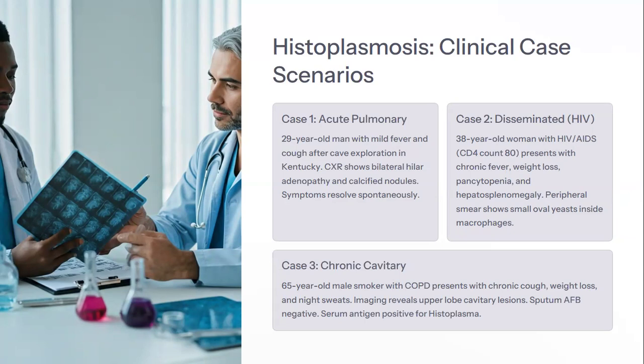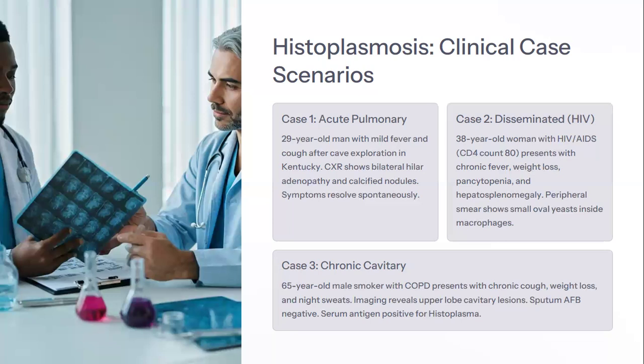What is case two? A 38-year-old woman with HIV or AIDS, CD4 count 80. So you see that the CD4 count is less than 100. So when you see CD4 counts, the differentials eventually come into your mind. But the diseases with CD4 counts less than 100 are particular. They all have their own values. She presents with chronic fever, weight loss, pancytopenia, and hepatosplenomegaly. All four signs and symptoms we have discussed in the histoplasma part. Peripheral smear shows small oval yeast inside macrophages. This is the pathognomonic microscopic finding. So what is the diagnosis? The diagnosis is histoplasma.